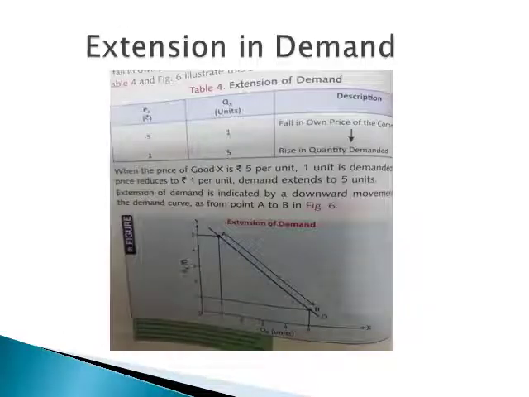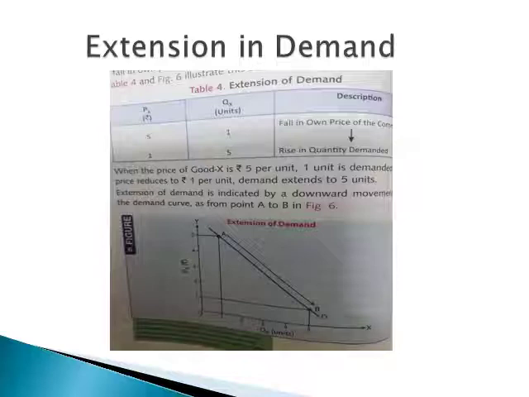Now you look at the schedule. Price is 5, demand is 1 unit. When price falls to 1, demand extends to 5 units. The same is explained through the diagram. On the y-axis, prices are taken. On the x-axis, quantity demanded is shown.